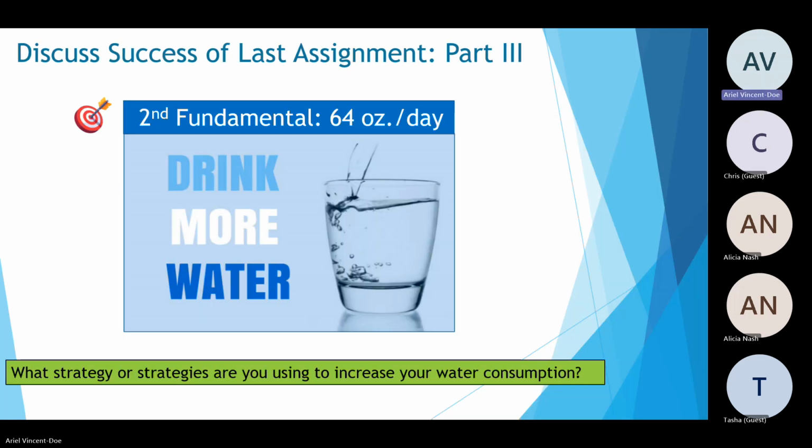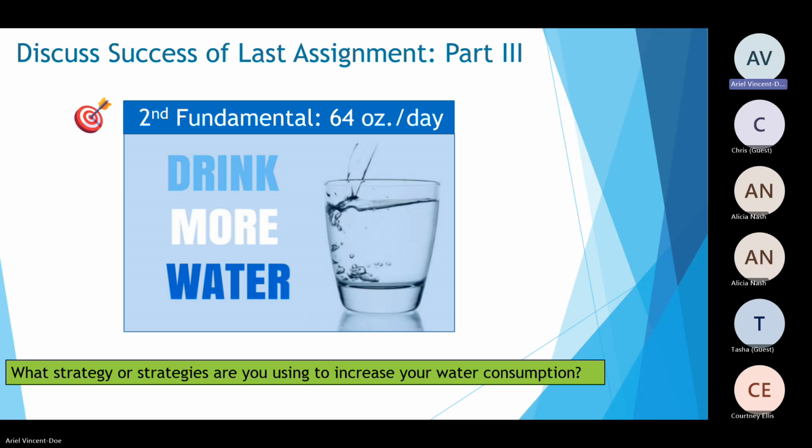All right, so part 3 was our second fundamental, and the general guideline for drinking water is 64 ounces a day. I know that might vary with some people. I know there are some conditions that make you limit your water intake, but the general guideline is to have at least 64 ounces a day. So that is the goal.